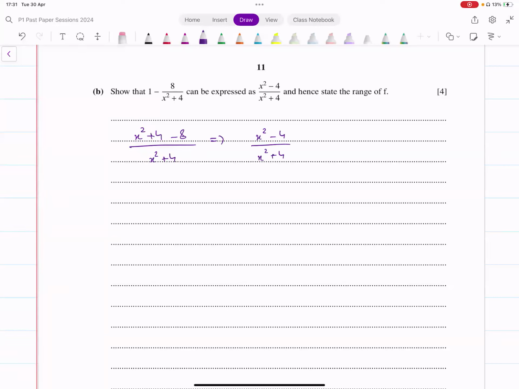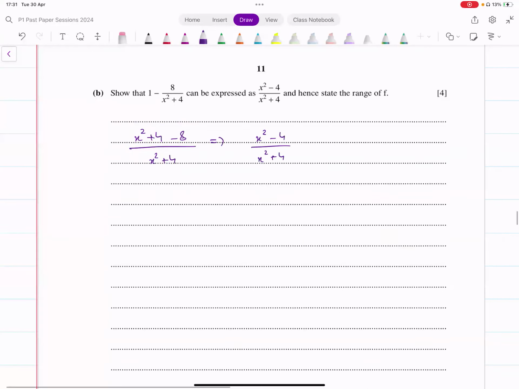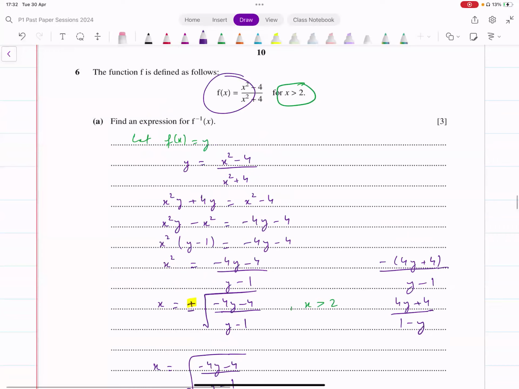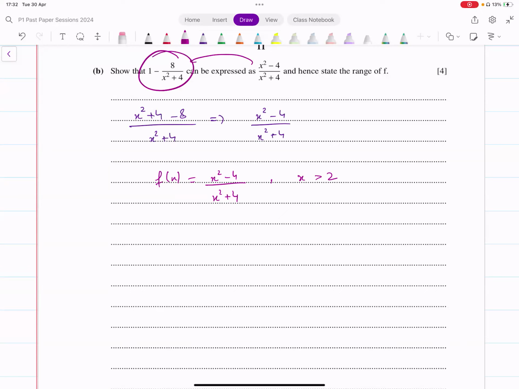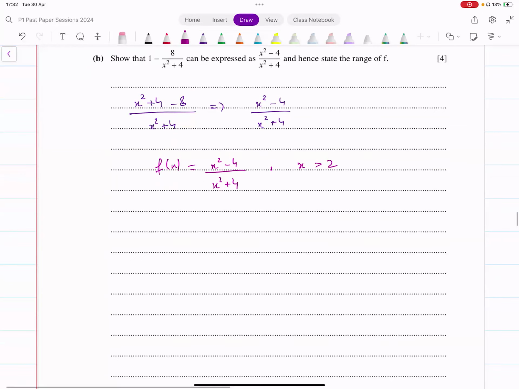And then they say, hence state the range of f. Now, what was f? f of x was basically the same expression. Let me write that down. f of x was actually equal to x squared minus 4 divided by x squared plus 4, and the domain that we were given was x greater than 2. Now, they've made us show that this expression is the same as this, and that is what you would use instead to find the range of this function. You've already converted it to this form, and this is the form you would use to understand what the range of this function looks like.